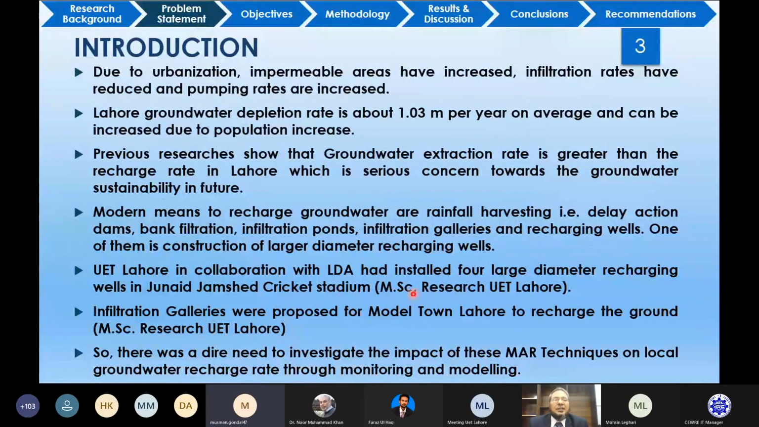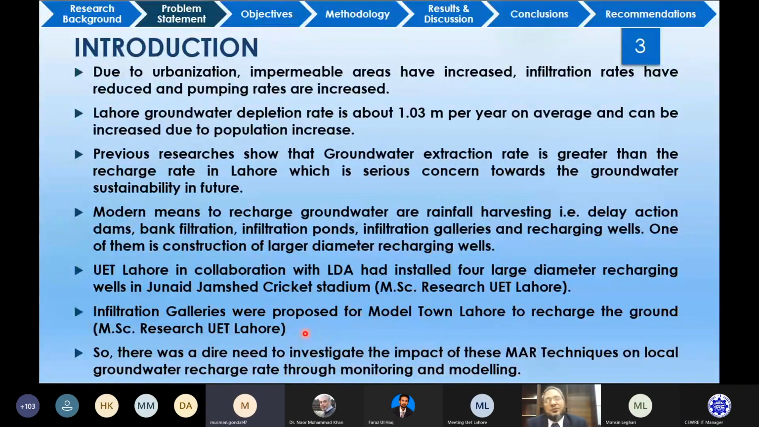UET Lahore, in collaboration with LDA, had installed 4 large diameter recharging wells. We will talk about them in our Junaid Jamshed Cricket Stadium. And then we have carried out research, we have monitored it, and we have carried out its modeling through our MSc research students.